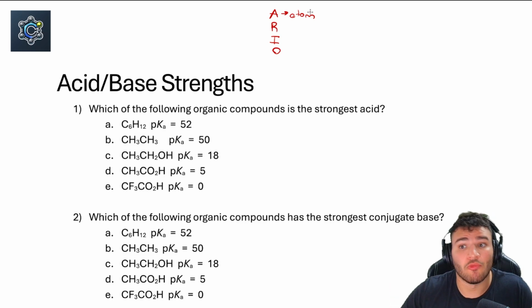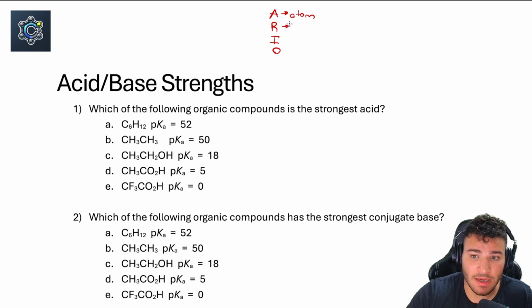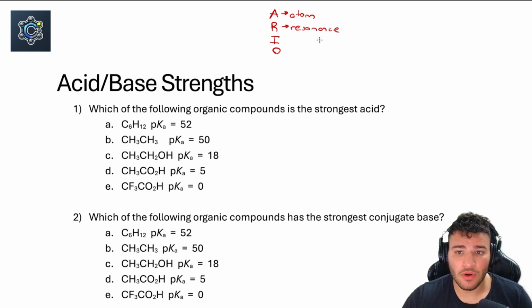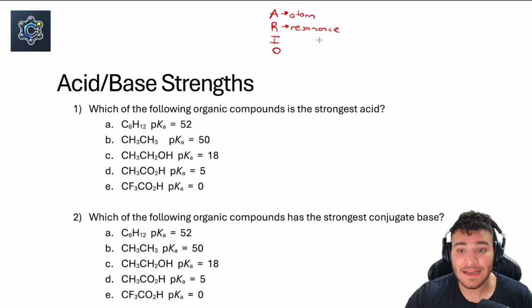Let's say the atoms are the same. What do you do next? Well, the next point that you can compare is resonance. Now, let's say both the protons are connected to an oxygen, while one of them is an alcohol, the other one might be a carboxylic acid. They're both connected to oxygens, but the carboxylic acid inherently has more resonance. And so because it has more resonance, it'll be more acidic.